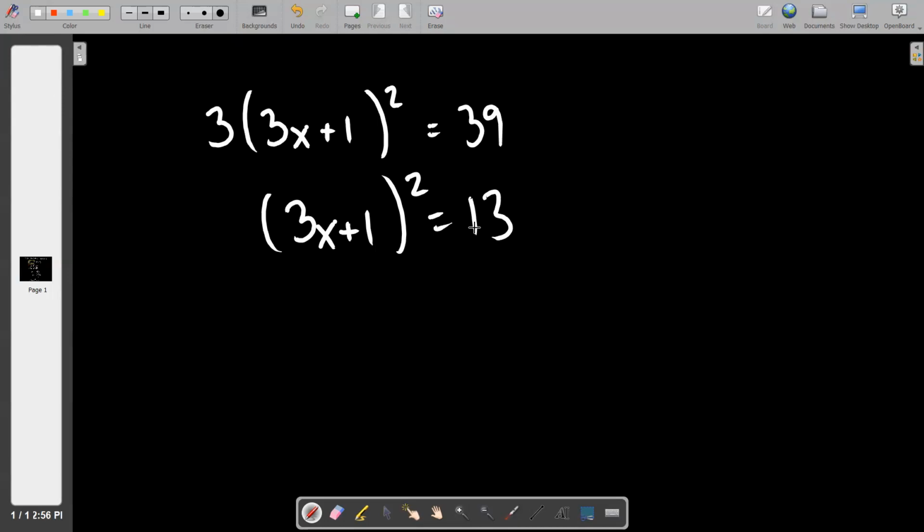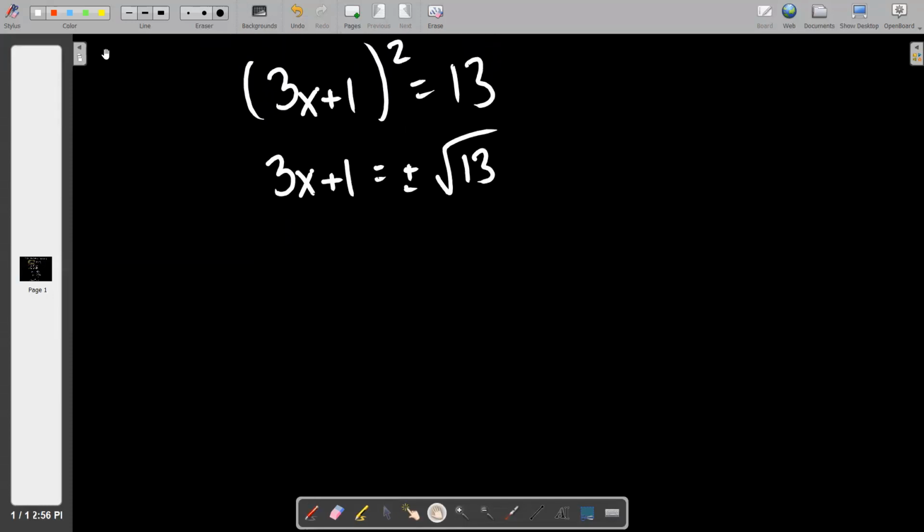And I mean, I don't want to say that's it, but really this is just going to flow now, just like the last problem did. So we're going to root both sides. We're going to get 3x plus 1 equals plus or minus root 13. 13 is another dead trash number that you can't do anything with. Move the 1. Right, so I'm going to wind up with x equals negative 1 plus or minus root 13, all over 3.